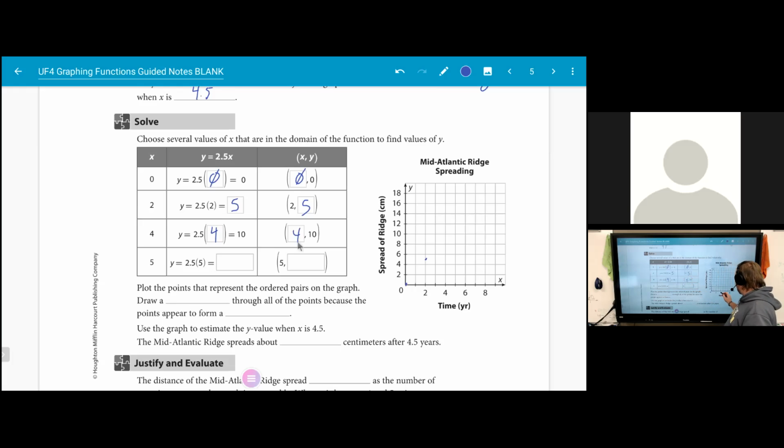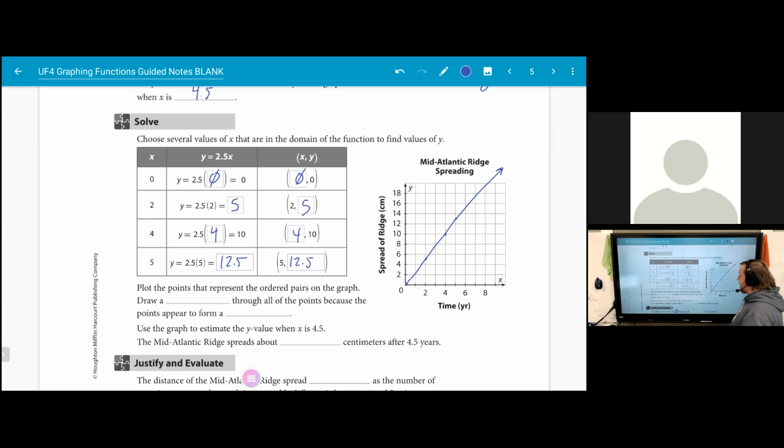I got excited there. 4 comma 10. When x is 5, 5 times 2.5 is 12.5. So when x is 5, y is 12.5. And you can see that this is a graph, a line, right? We're not going to draw anything negative. What we're going to do is draw it all in the positive, all in the first quadrant. It starts at 0, 0 and moves out that way. It doesn't always have to start at 0, 0, but it's never going to be negative.